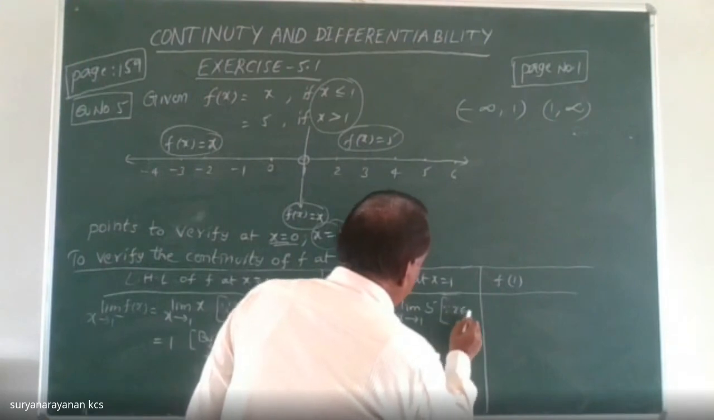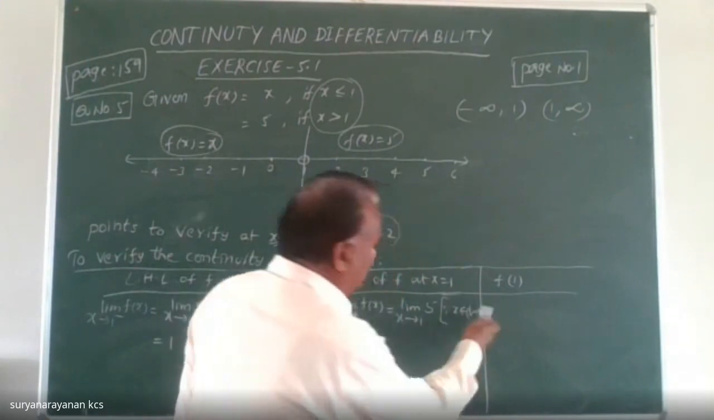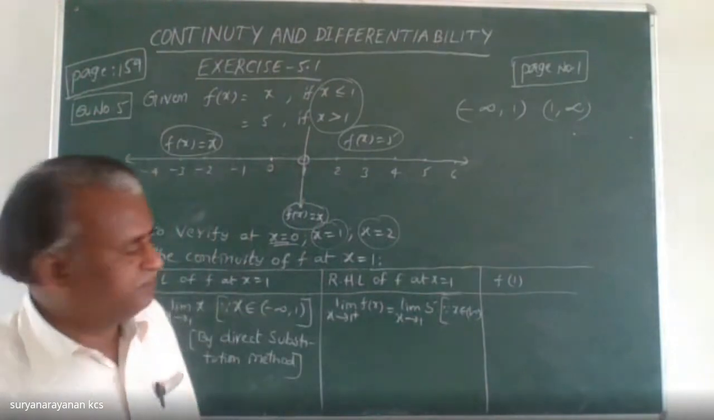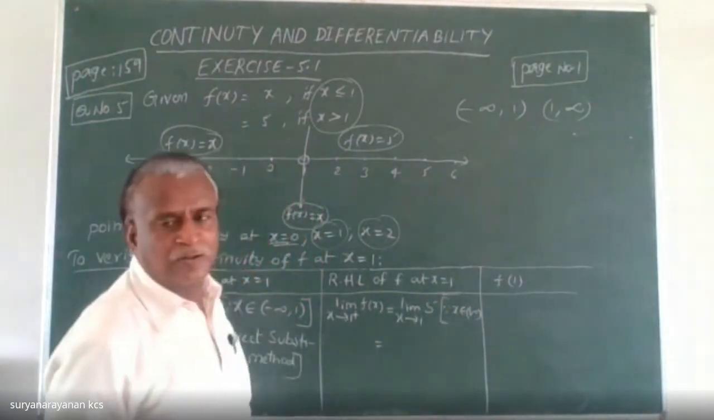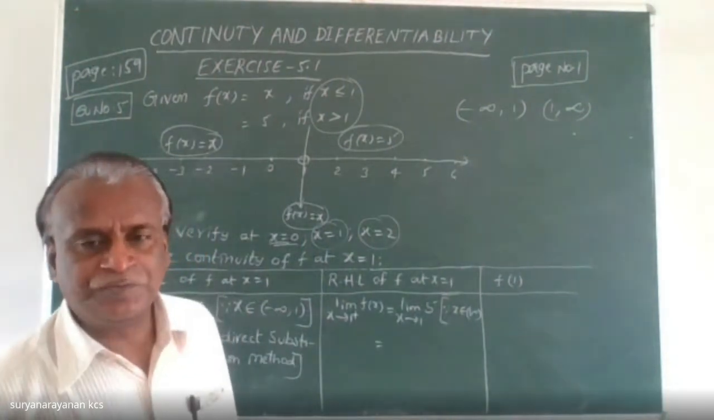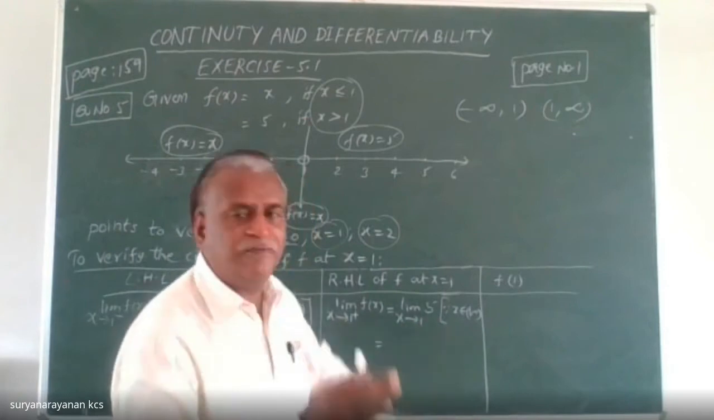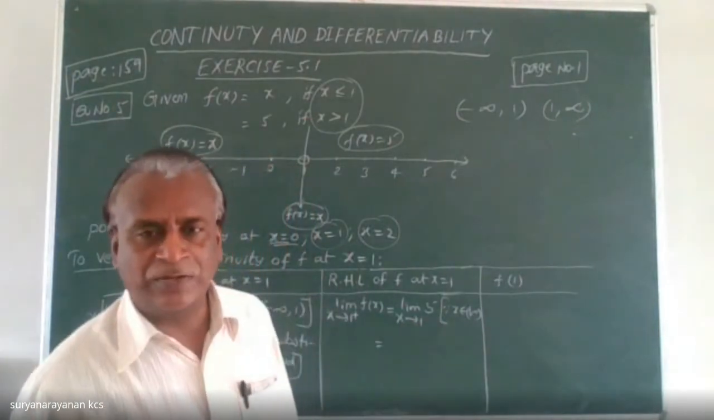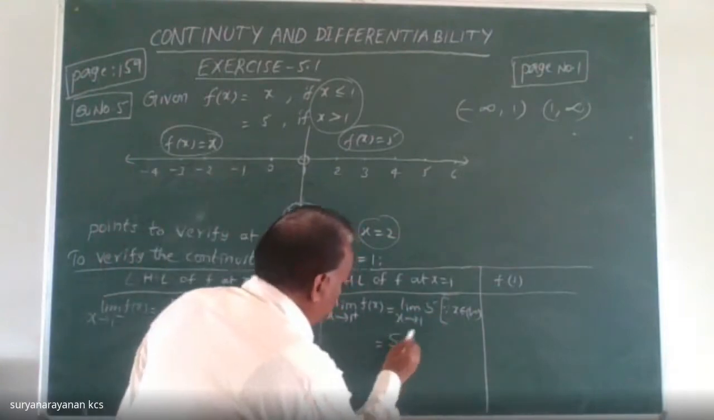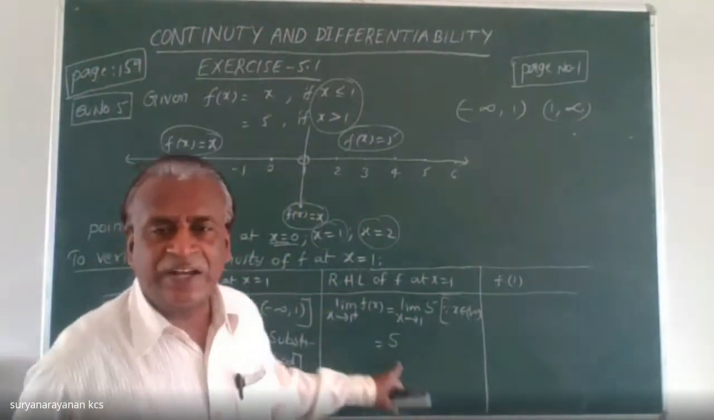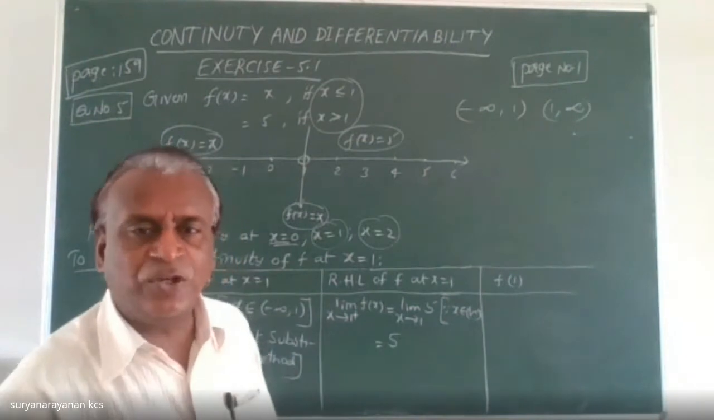Because x belongs to the interval 1 comma infinity, in this interval only we are taking. So what is the limit of this function? 5 only. If x is 1, then we substitute the x value 1 in this function, but x is not there, it is the same constant only. This is the right hand limit of this function at x is equal to 1.